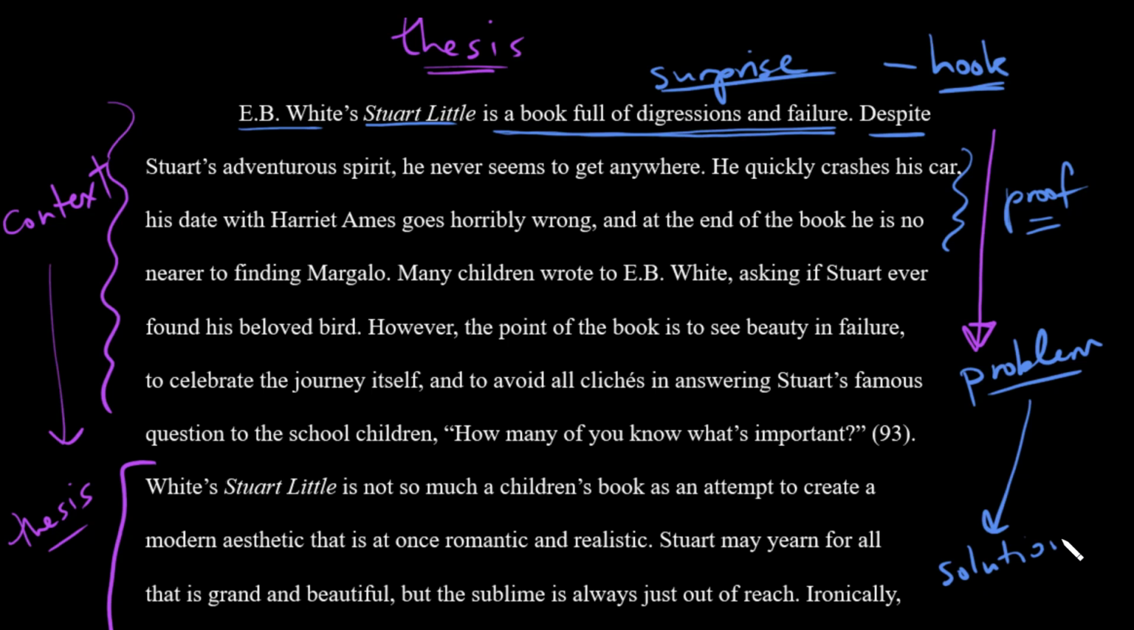Okay? So we want to set up this problem. We want to create tension. Tension is good in an introduction. And this one continues, many children wrote to E.B. White asking if Stuart ever found his beloved bird.